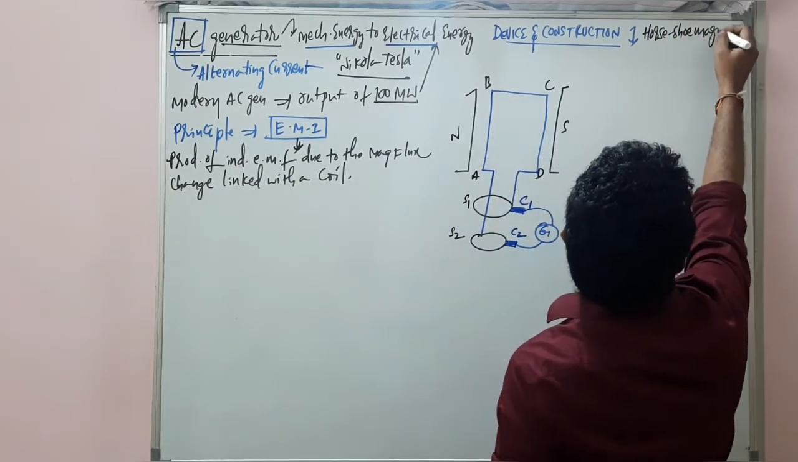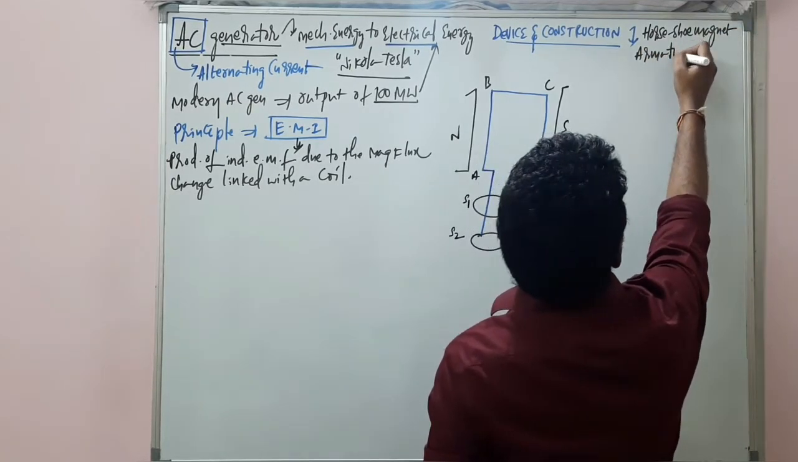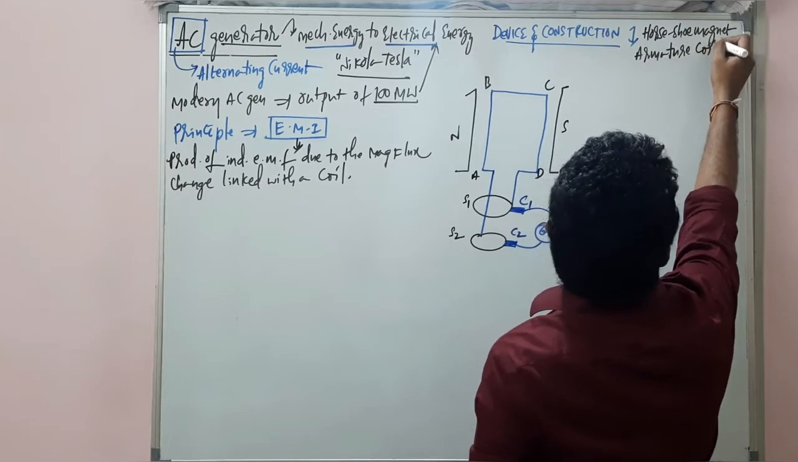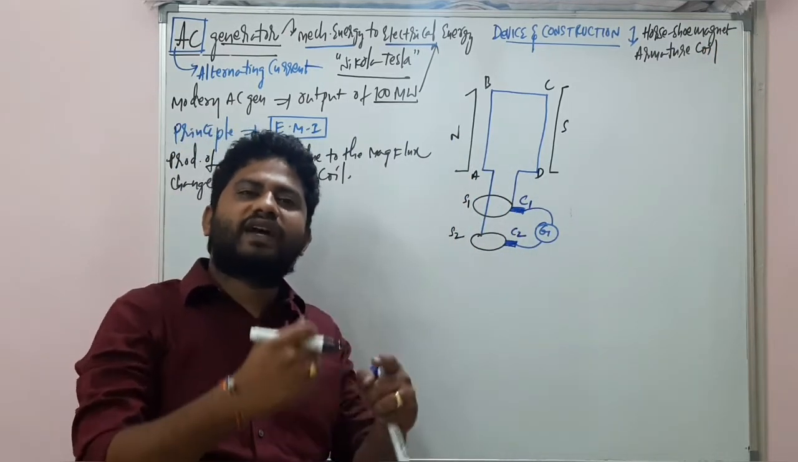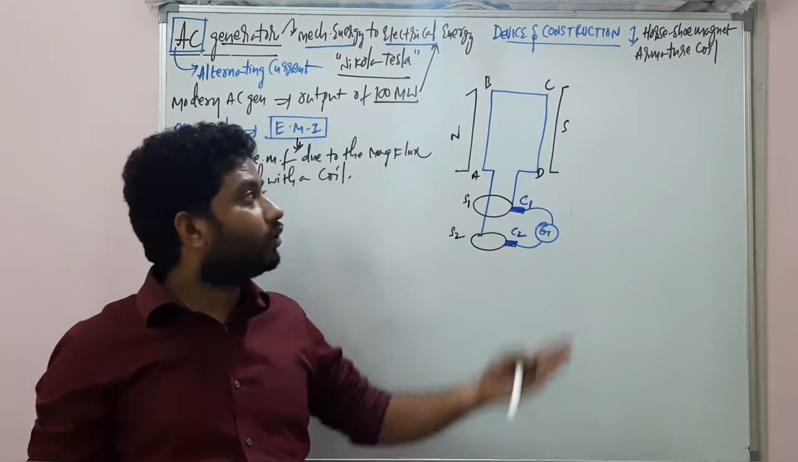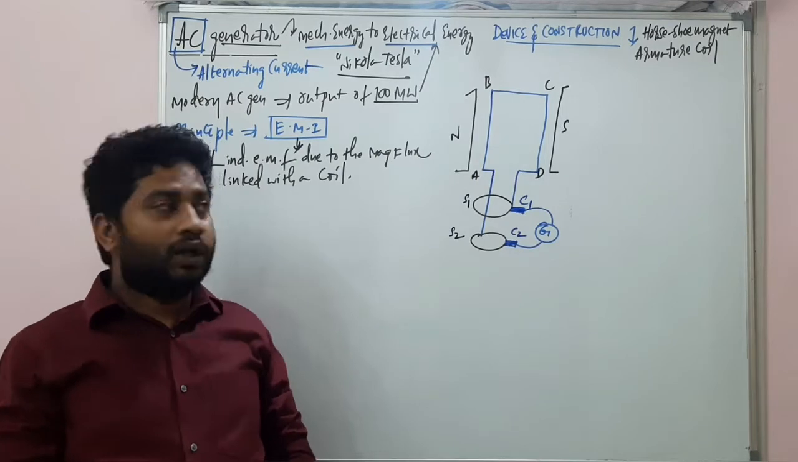Horseshoe magnet. And there is an armature coil. So you know what this armature coil is? It's a coil wound on a soft iron core. That's all. Armature coil, and A, B, C, D is the armature coil.